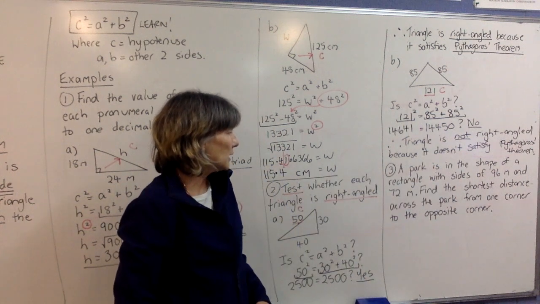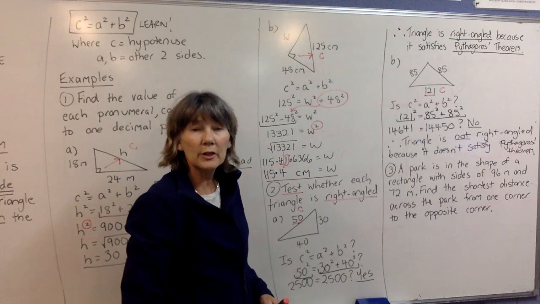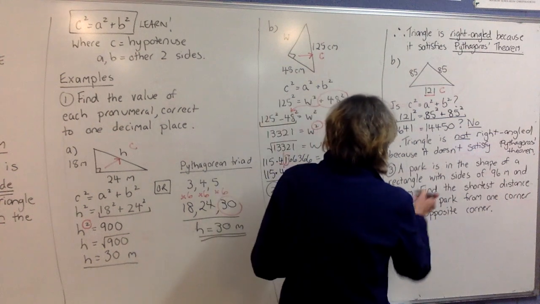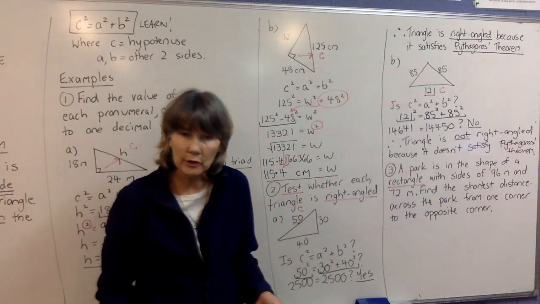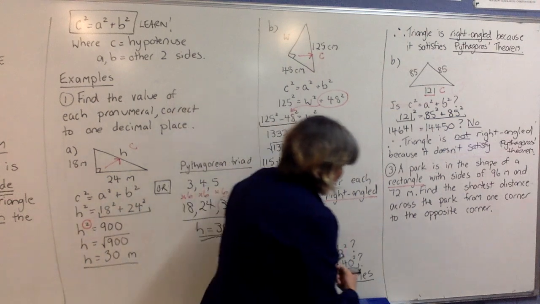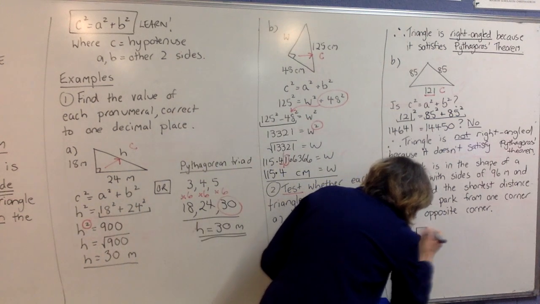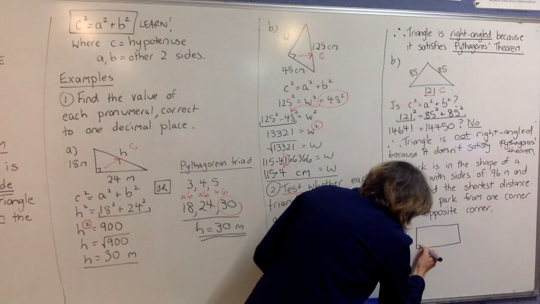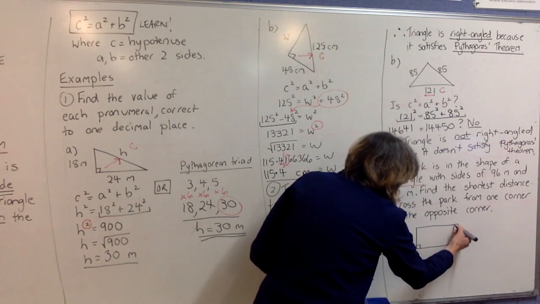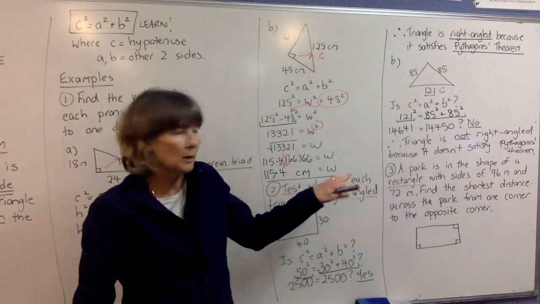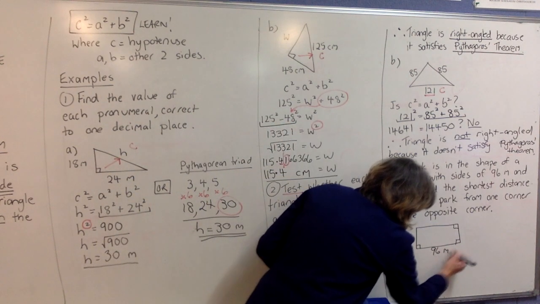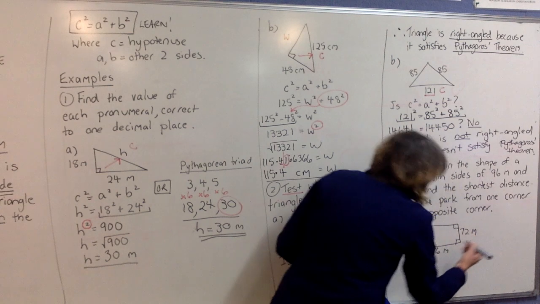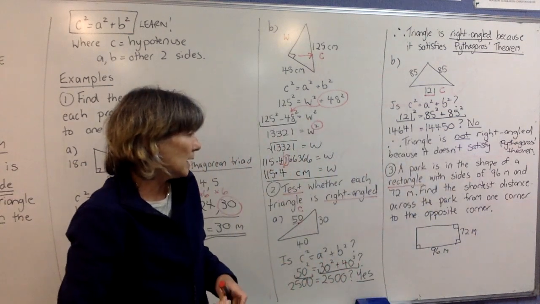All right, let's have a look at the next question. We've got a part. It's in the shape of a rectangle, and they give side lengths. Whenever they talk about a shape and they haven't drawn it, you should draw it. So let's draw it. Here's our rectangle. Let's put a couple of right angles in there. Now, the sides are 96 and 72.